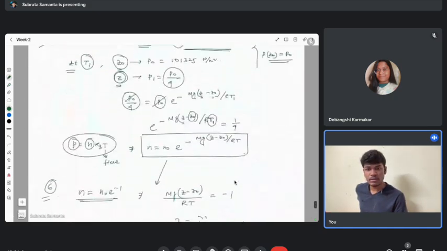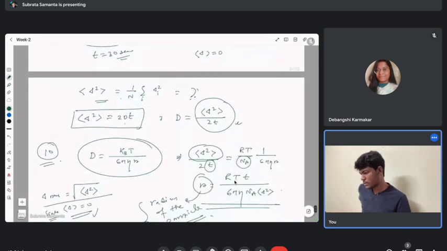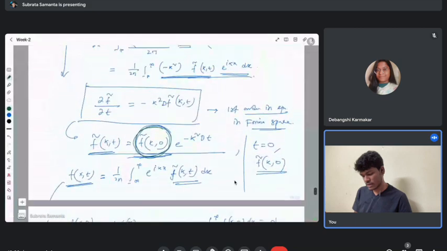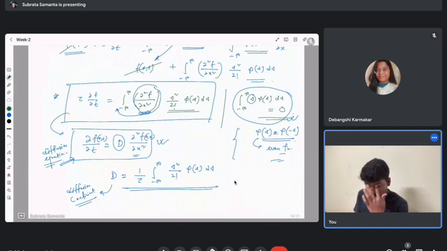Okay, so I think I will stop here and we start from tomorrow. Today I am not discussing the Langevin formalization. We will discuss it tomorrow in the next session. Okay, we will see in the next session.